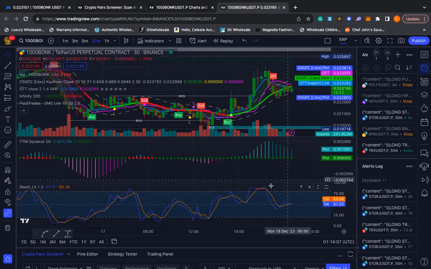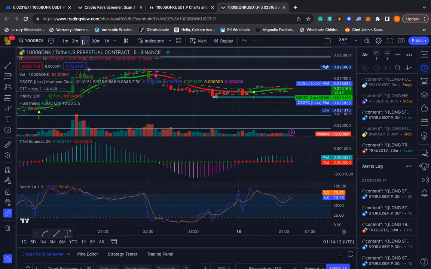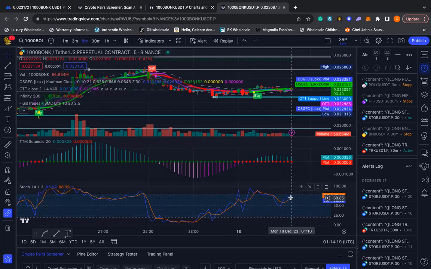All right, look at that stochastic on this chart. Let's go to the 5 minutes so we can be accurate with both sides. We're at a tipping point. I'm sorry, my bad. I got a quick question.